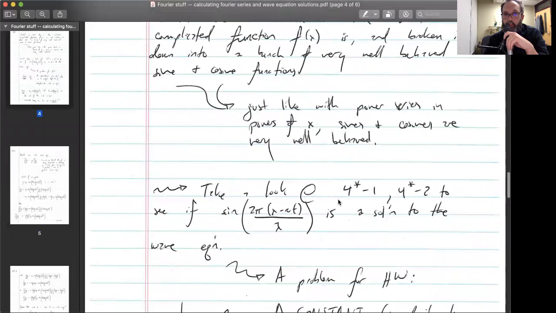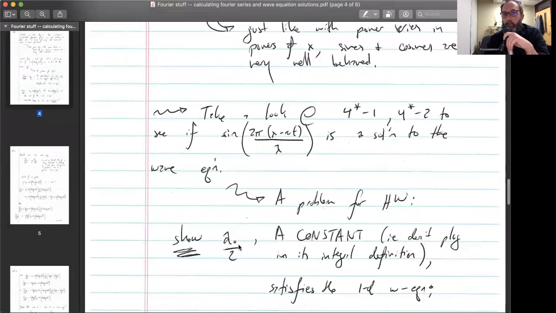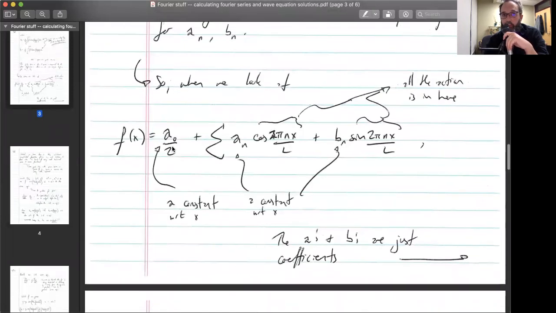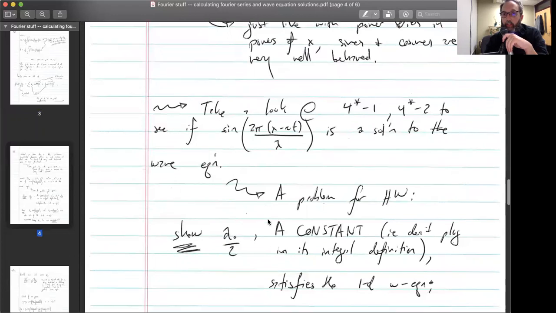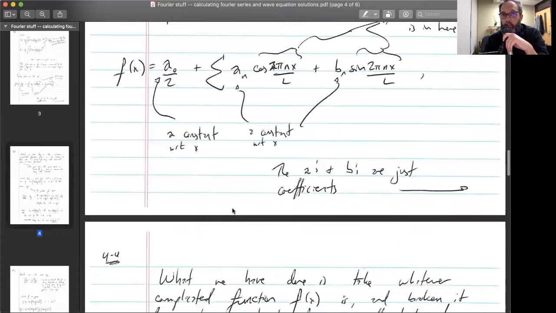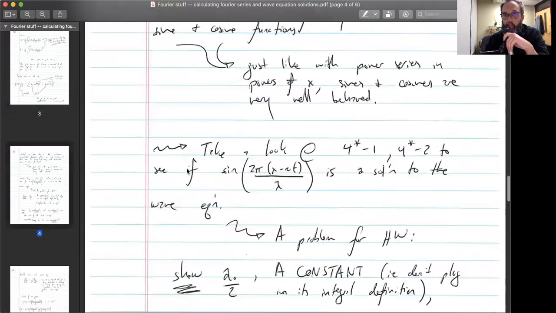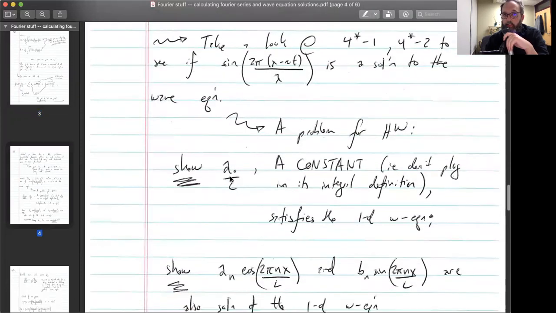All right, so that was our digression. Here's a problem for homework. Show that a naught over 2, which is the first term in our Fourier series, is a valid solution for the one-dimensional wave equation. Don't write down a naught as an integral equation. A naught is a constant, right? So you could write down the integral equation for solving for a naught and then try to take those derivatives, and that stings. Don't do that. Just say a naught, a constant, plug it into those derivatives. So show that that satisfies the 1D wave equation.